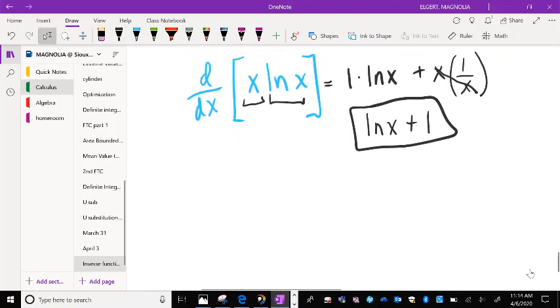Let's try another one. How about the derivative with respect to x of the natural log of x, and let's cube that whole thing.